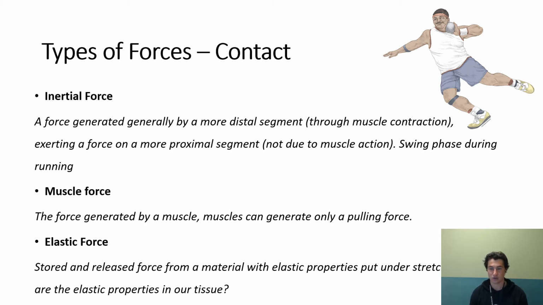Elastic force is stored and released force from material with elastic properties that are put under stretch. So think about the elastic properties of our muscle tissue, or the musculotendinous unit. So we've got the endomysium, perimysium, and epimysium, those different layers of connective tissue. They provide some elastic potential energy, and then condensed at the tendons and ligaments, they're also connective tissue structures that will provide elastic force.